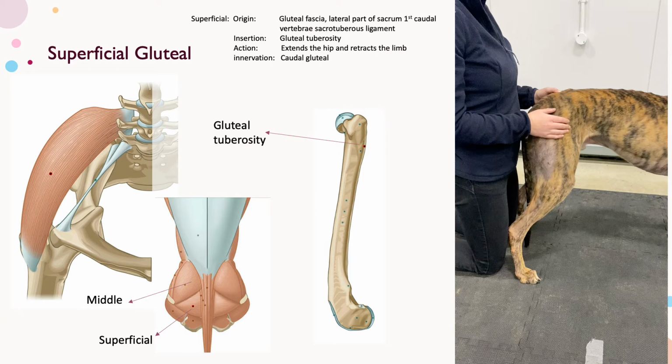And then you can see here from the dorsal aspect where the superficial sits relative to the middle. So the middle is a little bit more cranial. Obviously your deep is going to be under both of these, and then you've got your superficial out the back.